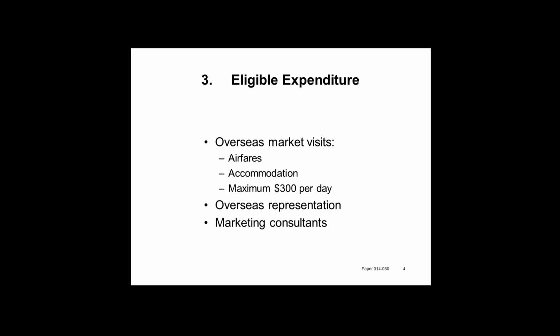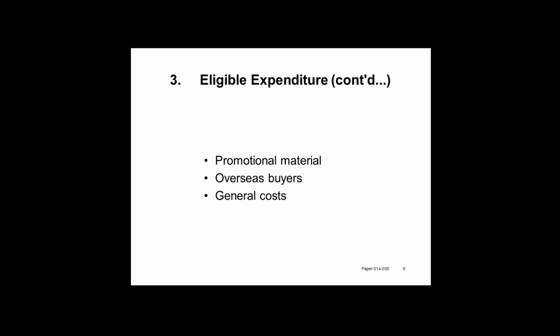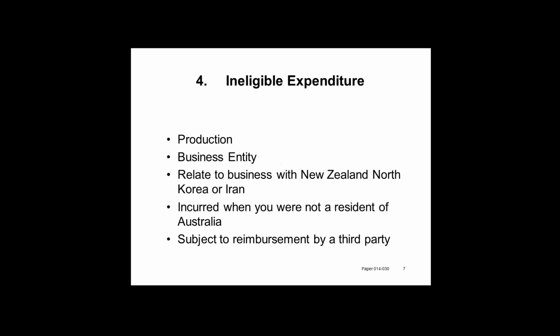Marketing consultants working for the company or the business. It's different from a lot of other grants. Applicants can be from any type of business activity for this grant. Communication costs, product samples, trade fair registration fees and handouts. Promotional material, bringing overseas buyers to Australia. There are sub-limits for that, but your client could bring a buyer to Australia and pay all or part of their expenditure. And general costs that are incurred in export market activities.